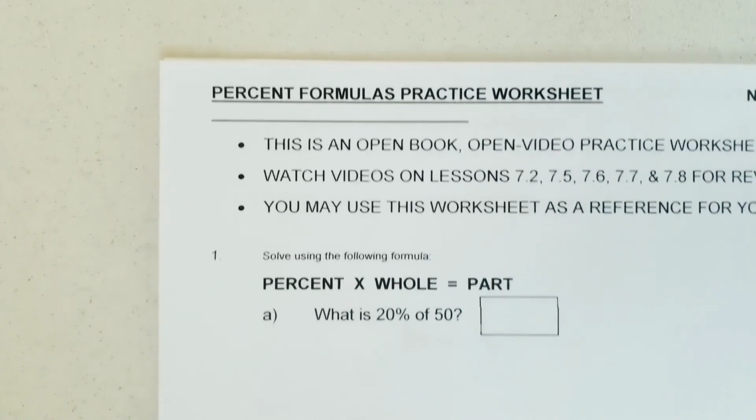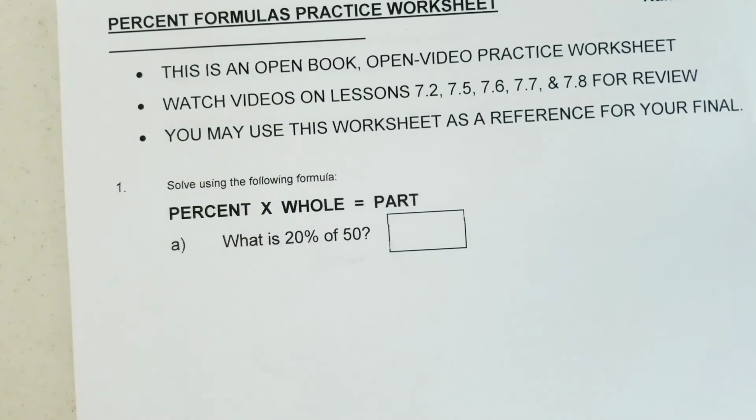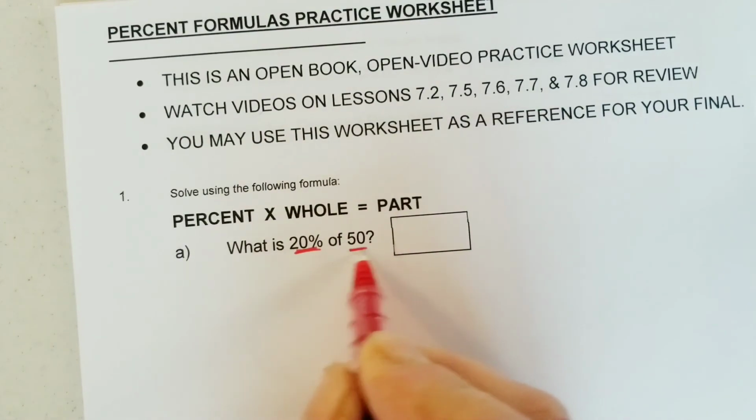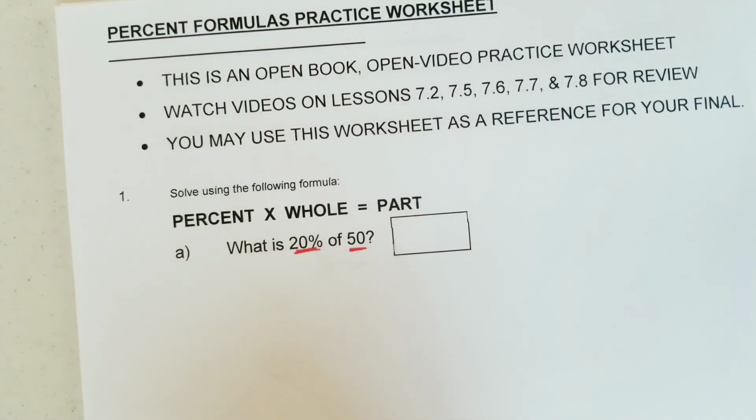Okay, so number one, percent times whole equals part. This is a basic percent formula. And the question asks, what is 20% of 50? So 20% is our percent, 50 is our whole, and they're looking for what the part is.